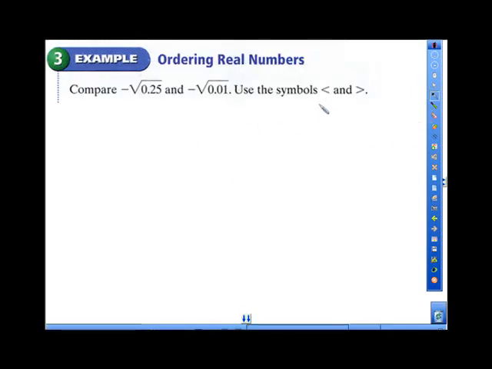Ordering real numbers. First of all, you have to remember the symbols. This is the less than symbol. This is the greater than.